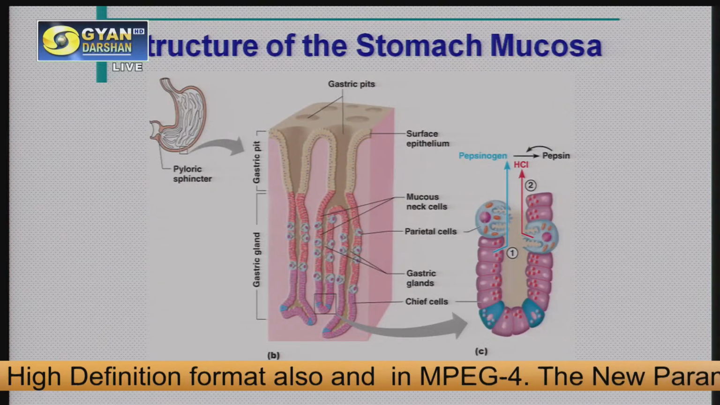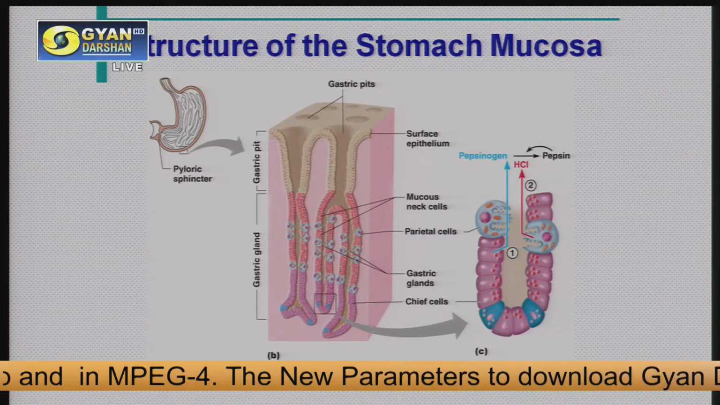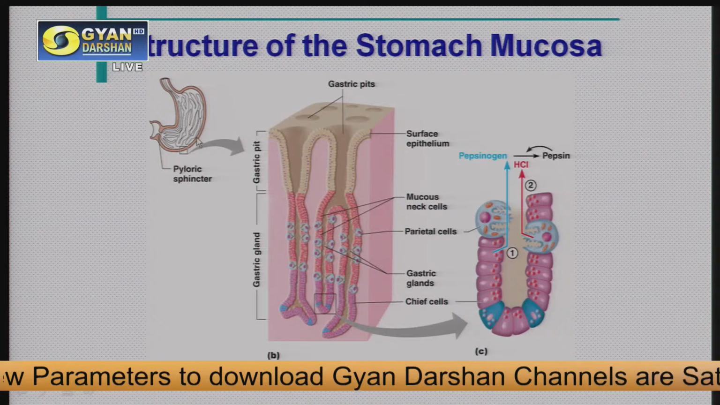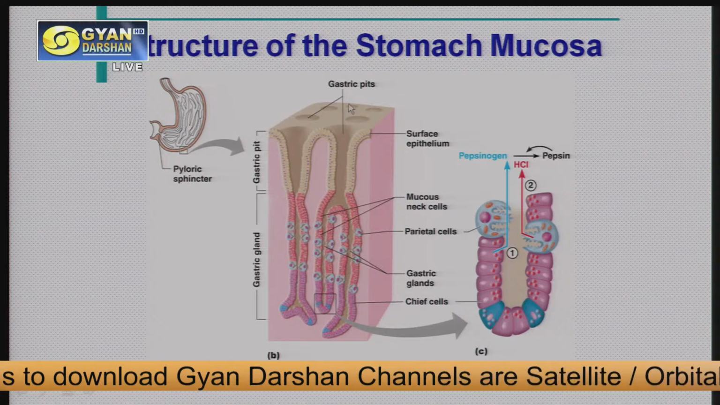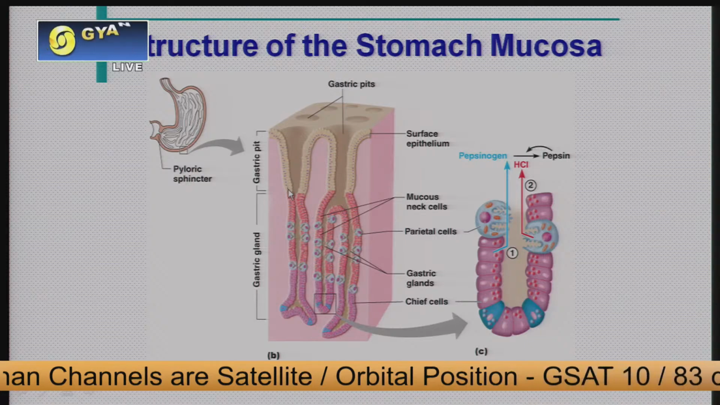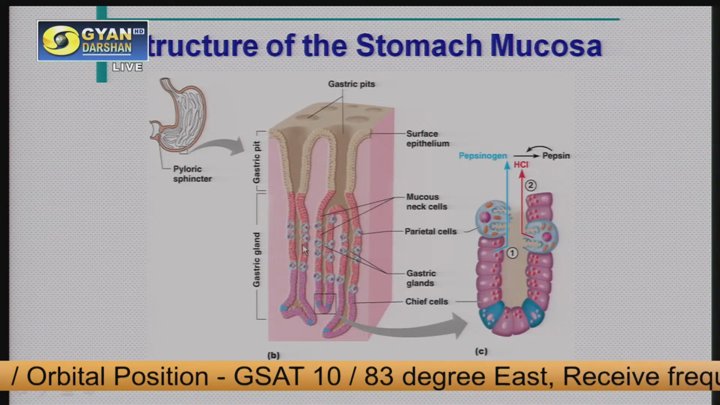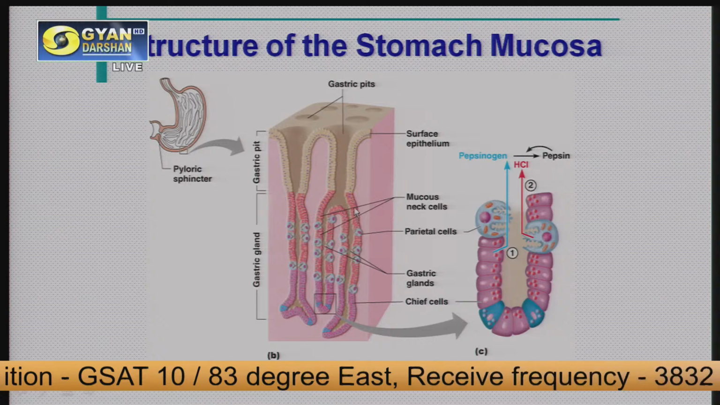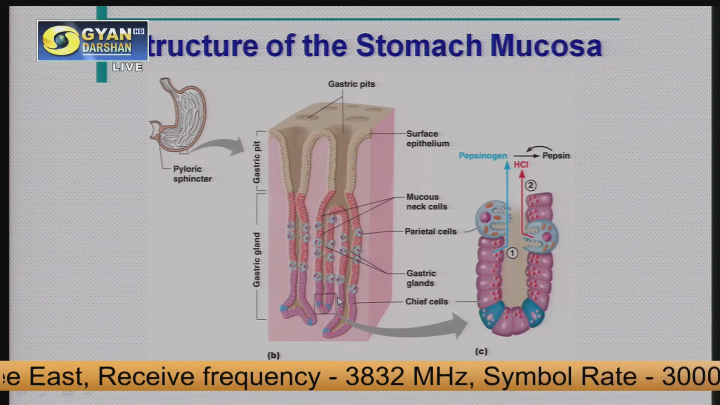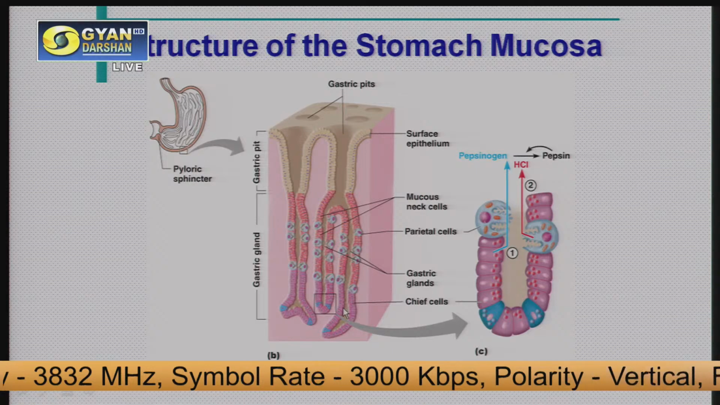Then this is the structure of the stomach mucosa. Here you can see that this is the pyloric sphincter. This is the end one. Here you can see there are the many gastric pits, and here there are many gastric glands, and these are the mucous neck cells, these are the parietal cells, then these are the chief cells, and all of these cells have very important functions.